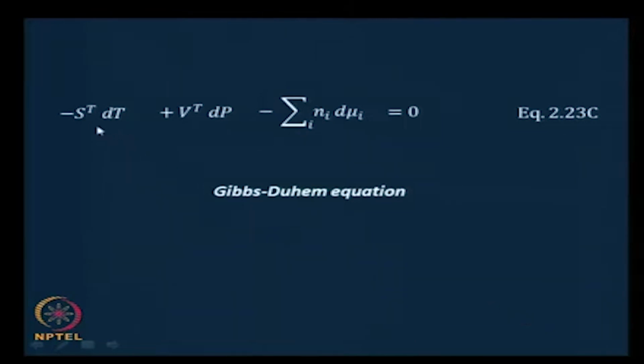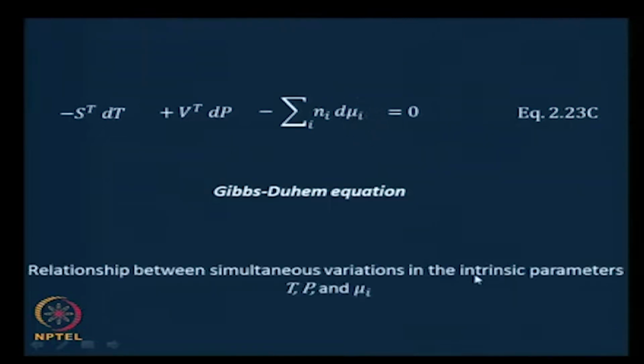Then we derived a fundamental equation, the Gibbs-Duhem equation, which says minus St dT plus Vt dP minus sum over i Ni d mu i equals 0. Now this gives a relationship between simultaneous variations of temperature, pressure and chemical potential.